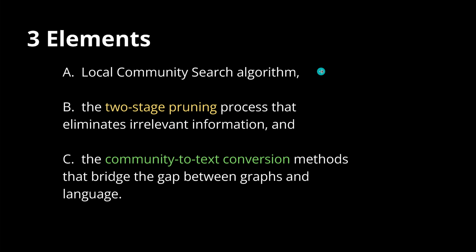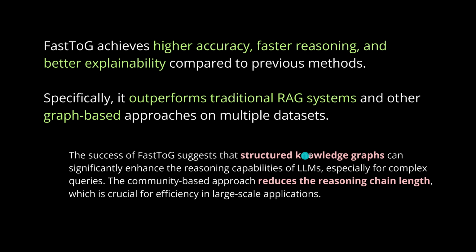Just a short reminder, we only have 3 elements in this idea. We just have a local community search algorithm to find the local community around us when we start somewhere on the knowledge manifold. Then we have a 2-stage pruning process, I'm going to show you in 10 seconds, that simply eliminates information irrelevant to my specific query as a user. And then we have a community-to-text conversion method, simply to bridge the gap between a graph triplet visualization and human language.